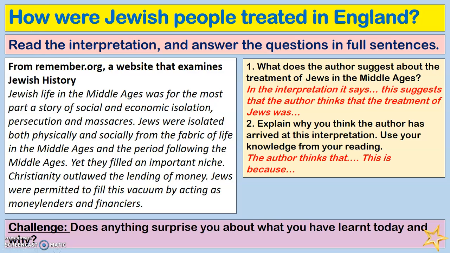And then I want you to have a think, does anything surprise you about what you've learnt today? Perhaps thinking about the time period that we're looking at. Perhaps thinking about the fact that this is people in England that are being treated. This isn't somewhere else. This is English people, in England. So this is Jewish people in England.